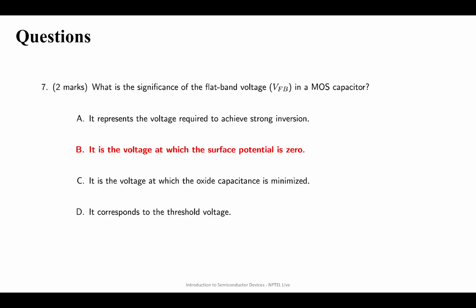The answer to this is, it is the voltage at which the surface potential is zero. Flat band means there is no band bending, and if there is no band bending, then the surface potential is zero.